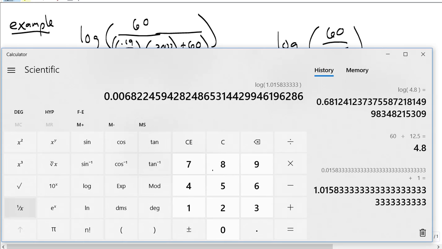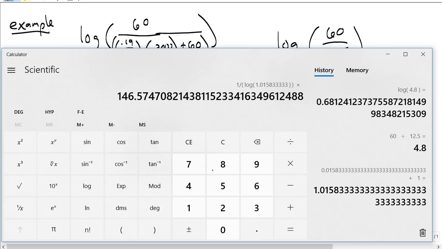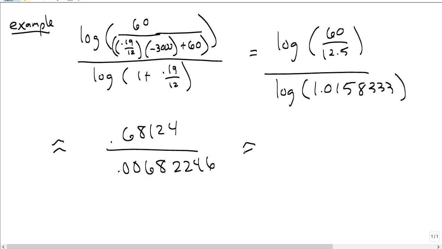I hit the 1 over x button. That has now divided by that thing, and now I multiply instead, just like multiplying by 1/2 is the same thing as dividing by 2. Now I multiply this thing by 0.68124, and we get 99.85, approximately 100. What is this one saying?